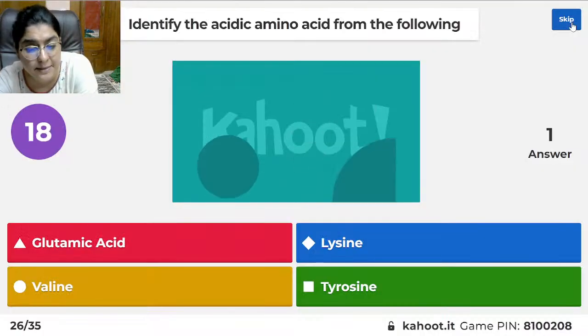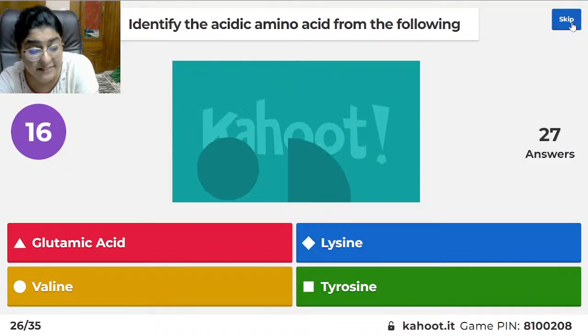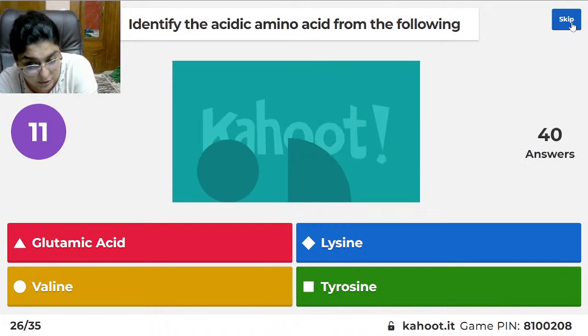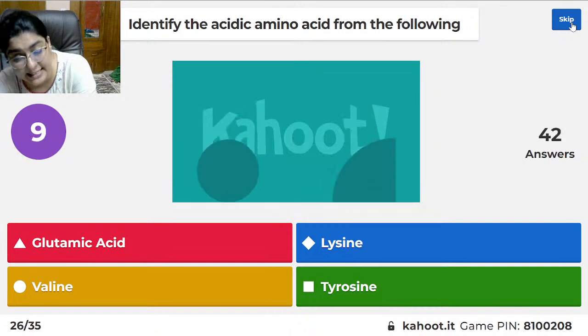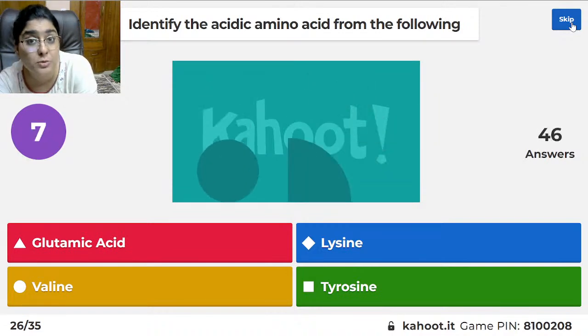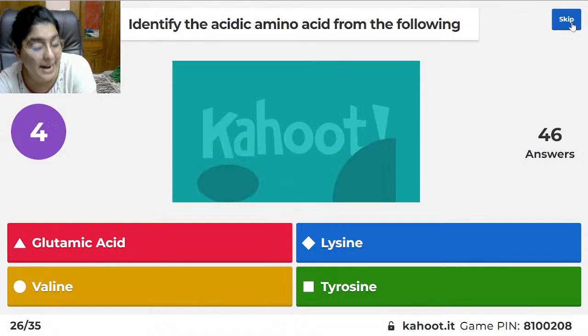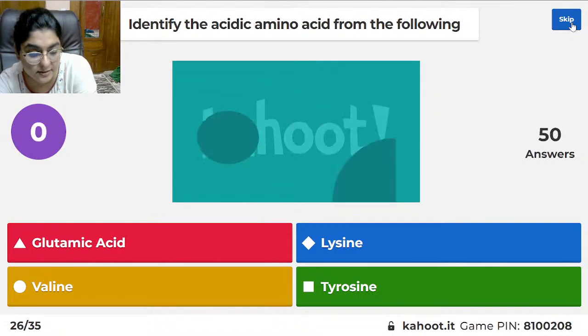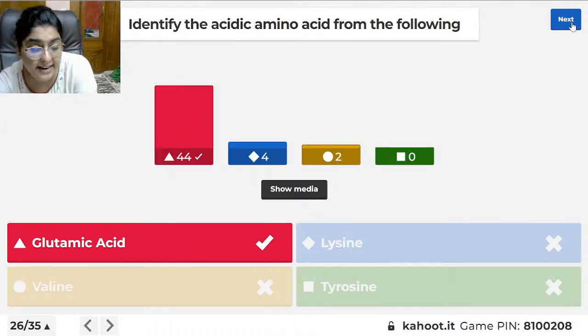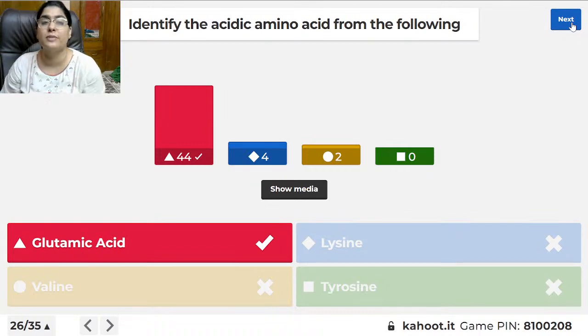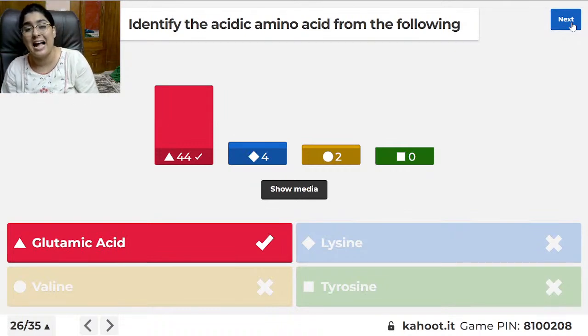Identify the acidic amino acid from the following. Like we had the basic amino acid, we need to know the acidic amino acid also. The one which has an extra acidic group in the alkyl chain, which will turn the litmus paper red. Very good. If I have to choose between glutamic acid and valine, I will choose glutamic acid because glutamine and asparagine are amides.